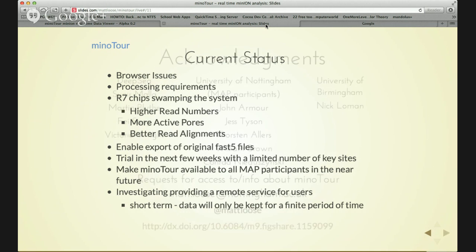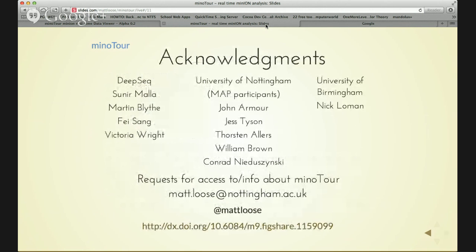So just to kind of wrap up and thank the people involved. At Nottingham, the DeepSeek team, it's Sunir Malla who's been doing the library work. Martin Blythe spent a lot of time working on some of the Python scripts. Got various MAP participants at the University of Nottingham who've been really helpful, and Nick, of course, who's provided some of that R7 data, which I've not had time to show you today. So if you want access or more info about it, email or tweet. There's also a link there to the poster that we showed last week at the UK Genome Science meeting. So feel free to have a look at that.